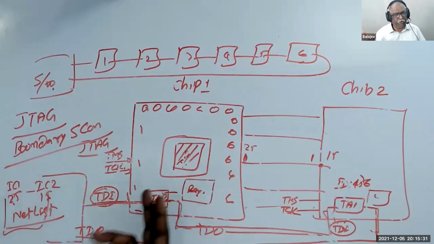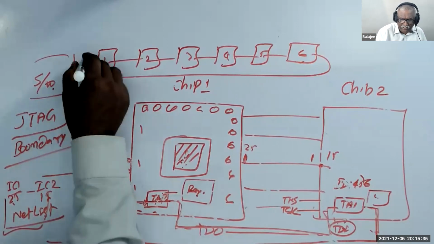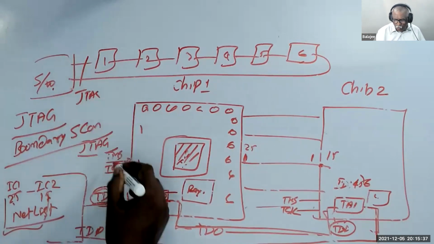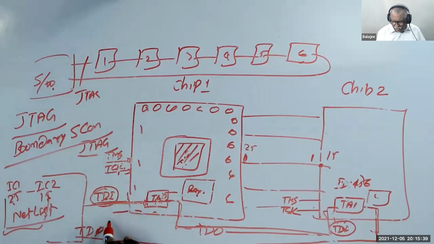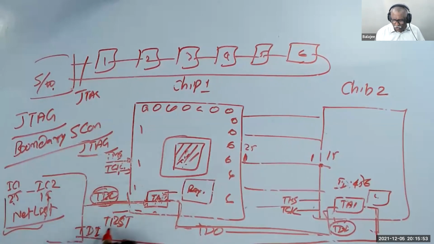Because every board has a JTAG. 5 pins. 1, 2, 3, 4. There was one more pin called reset, T reset, TRST. The T represents test. Test data out. Test data in. Like that.